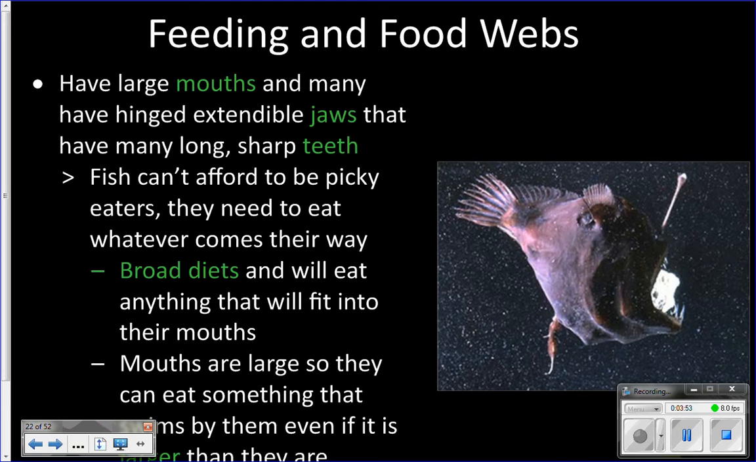So here's the big mouth and then the sharp teeth. And then this is an anglerfish. You can see the male hanging off the female. And then they would have this big expandable stomach to be able to eat whatever comes by.